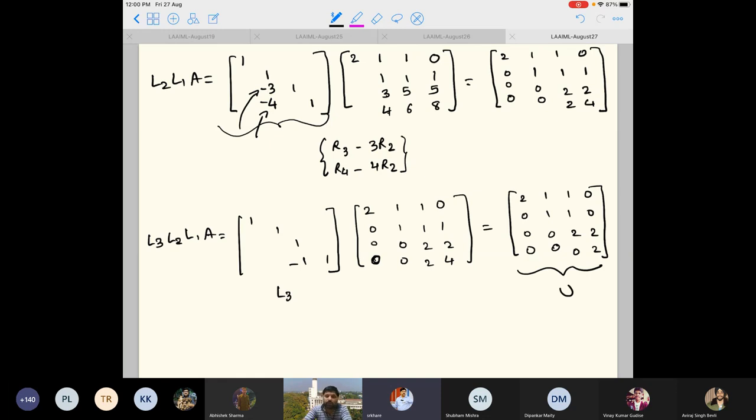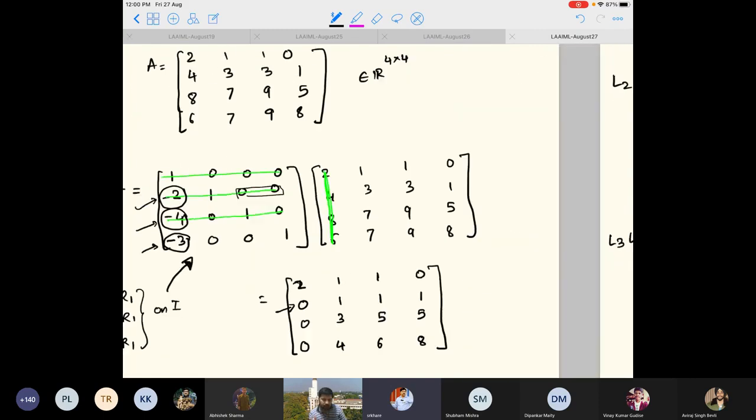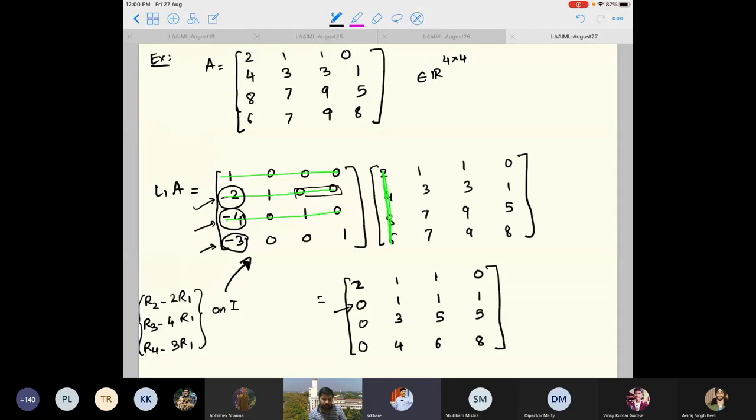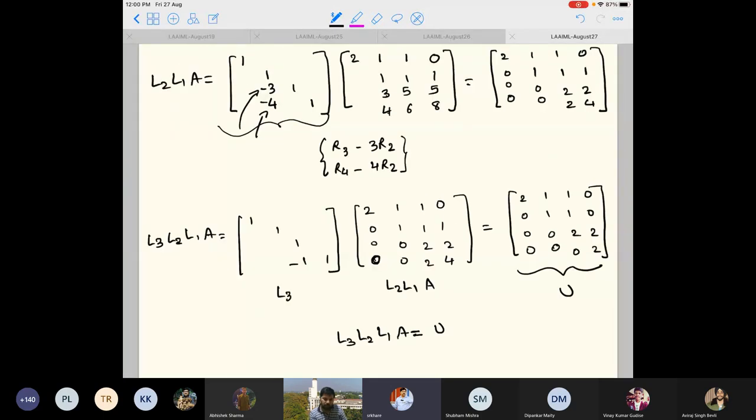Now there are several other things that we want to check. What are the things that we want to check? Now this is L2, L1A, right? So now I have L3, L2, L1A equal to U. So first thing you tell me, are these all L1, L2, L3 matrices invertible? Look at the L1 matrix. L1 was this matrix. Look at the L2. This is your L2. This is your L3. Are these matrices invertible?